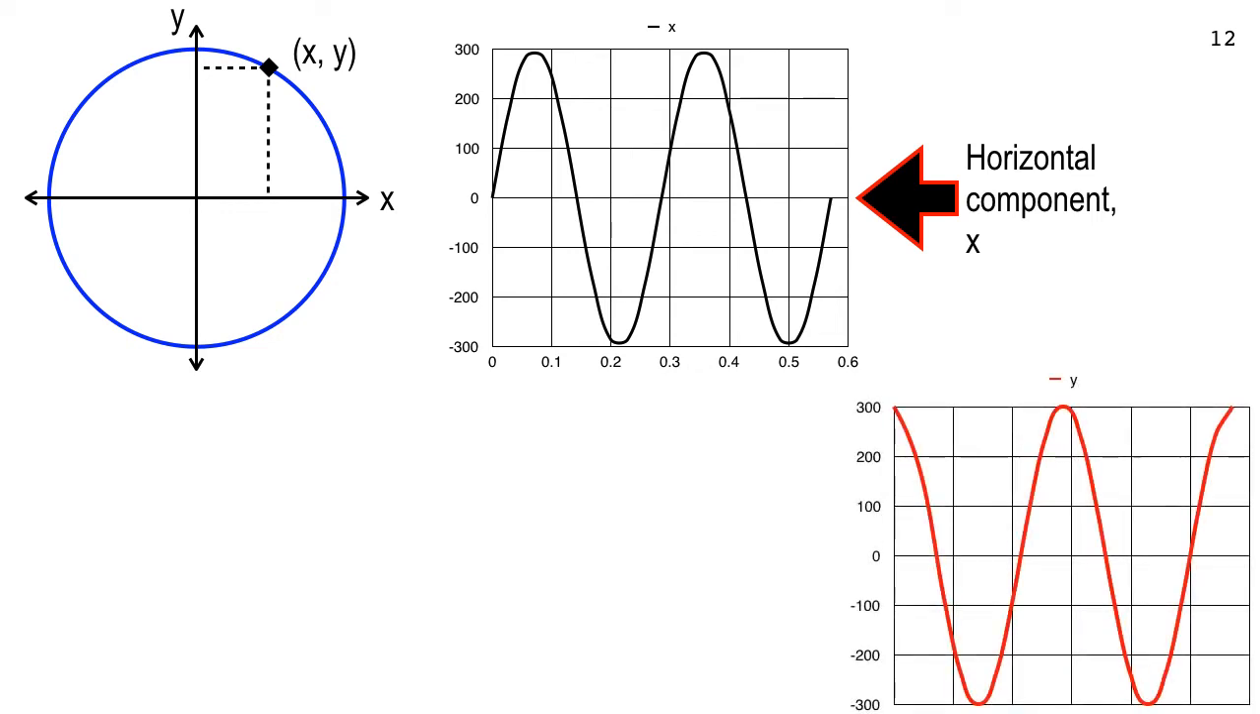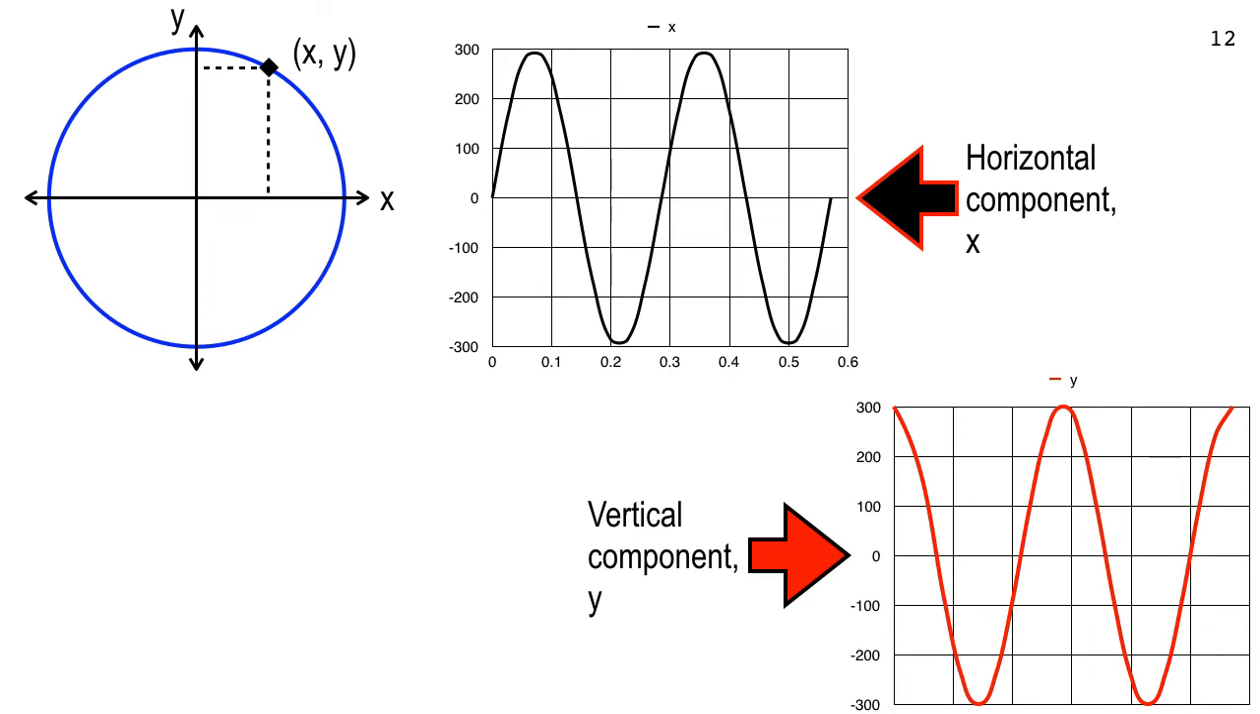Now the same thing holds for the Y component. So the vertical component will look like this. It'll be the same size. So this is 300 pixels left and right. The top of the first bump on this X graph is 300 pixels to the right, positive X. And then down over here, that's 300 pixels to the left, negative 300 pixels.